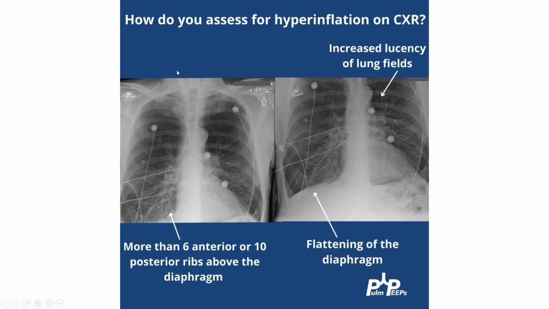So this is how to assess hyperinflation in the chest X-ray. To be honest, it's not really clear in a picture this small, but just know the signs. If you hold the real X-ray, it will be really easy to detect. First of all, you will see more than 6 anterior and 10 posterior ribs. We will have flattening of the diaphragm and increased lucency of the lung fields. So these are the signs. Maybe if you zoom in now on YouTube, you could really see those signs.